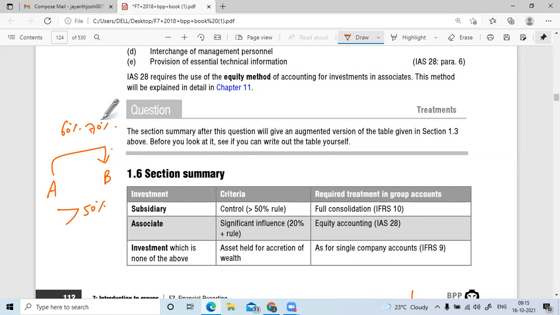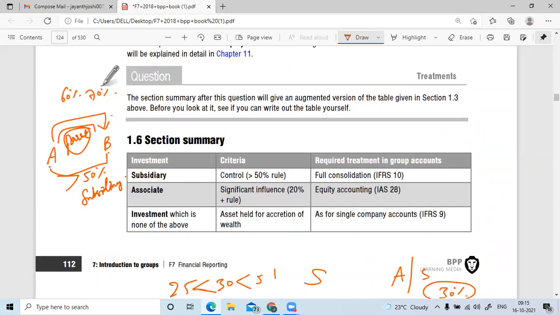More than 50%. If A company invests in B company, or if A company has a holding in B company of more than 50%, then A company would be called the parent of B company, and B company would be called the subsidiary. This is clear. Now comes associate.